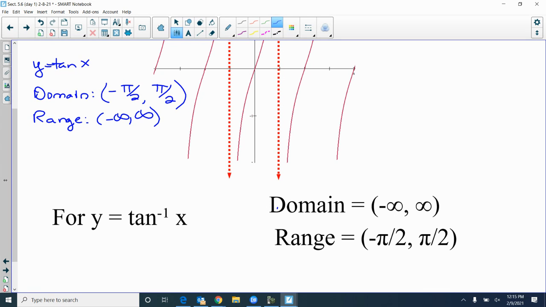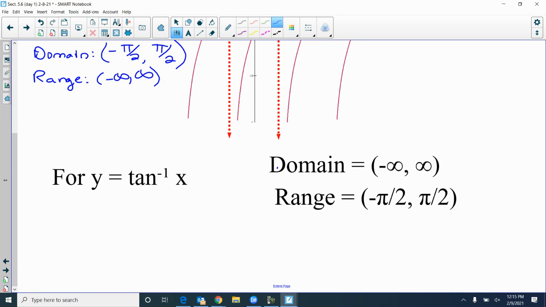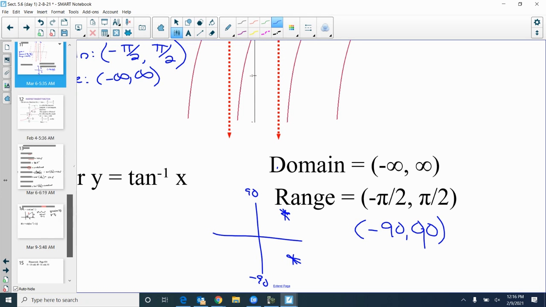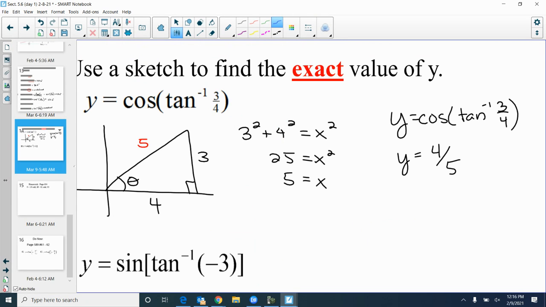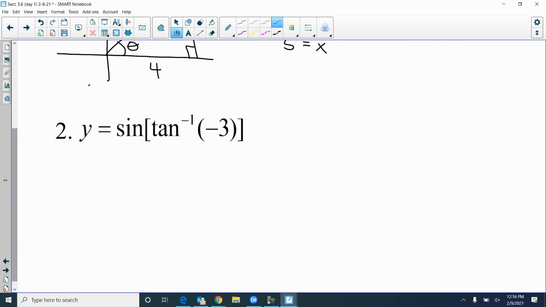So I can plug in anything into the tangent function, but I'm only going to get answers back from negative pi over 2 to pi over 2, which is negative 90 to 90. What quadrants are those? Negative 90 is right here, 90 is here, so everything has to be in quadrant 1 or quadrant 4. All right, Dominic, thanks for pointing that out. So now, what quadrant do you think that'll be in? It's got to be quadrant 4 because it's a negative number, and we're taking the inverse tangent, which is different than cosine.